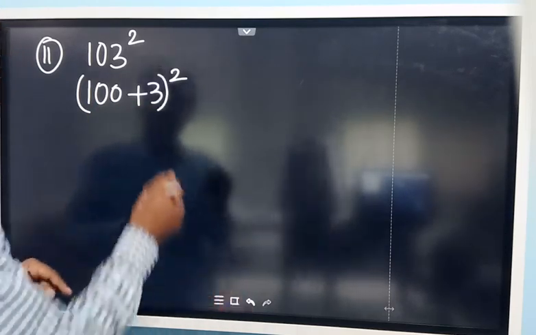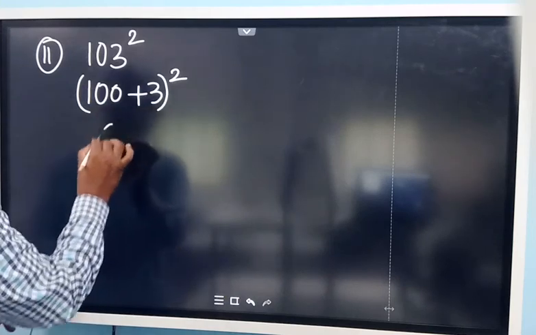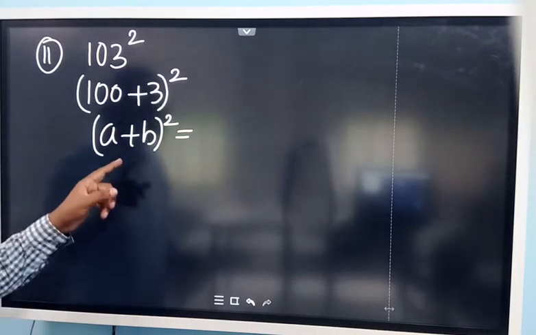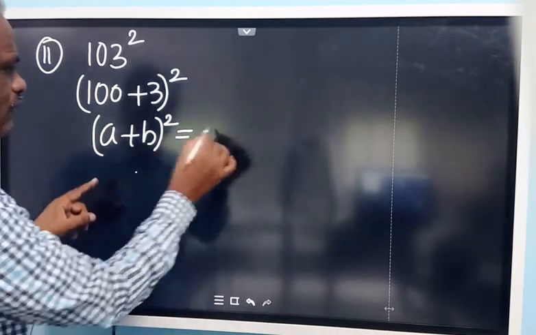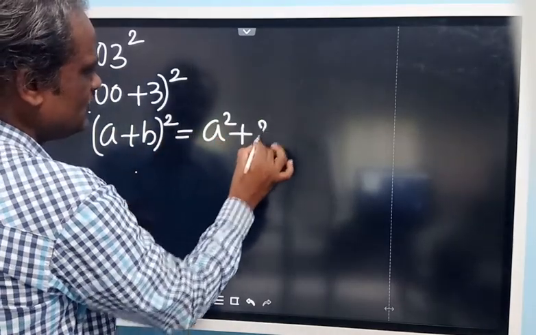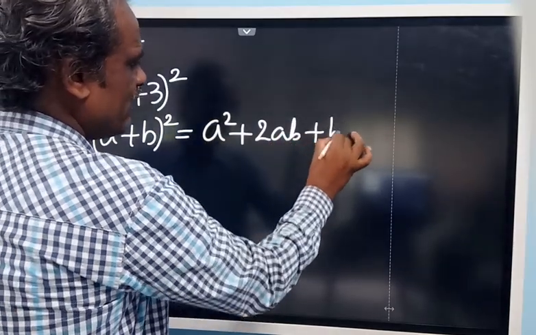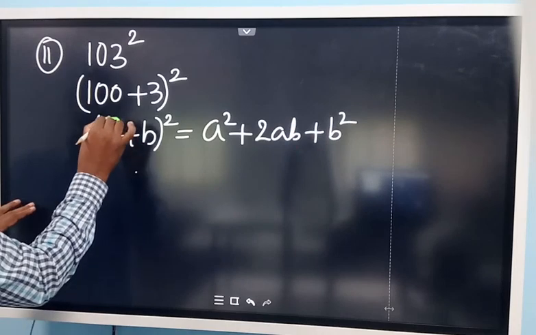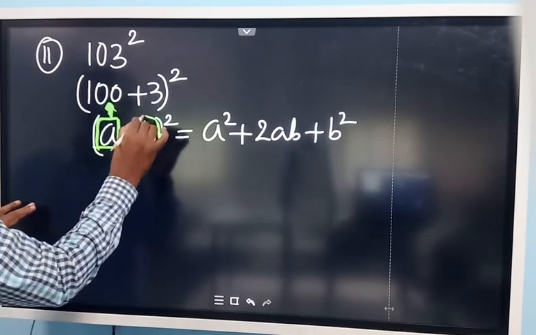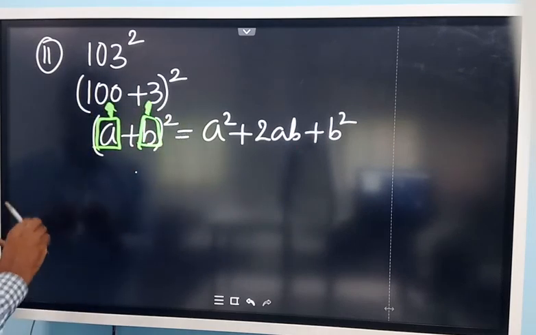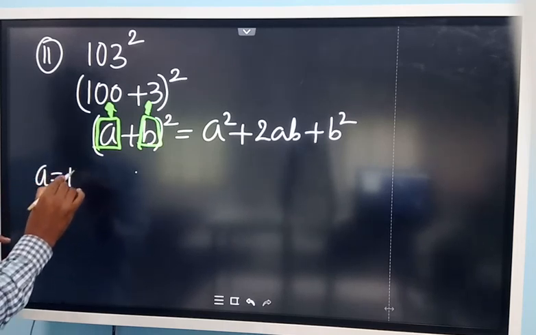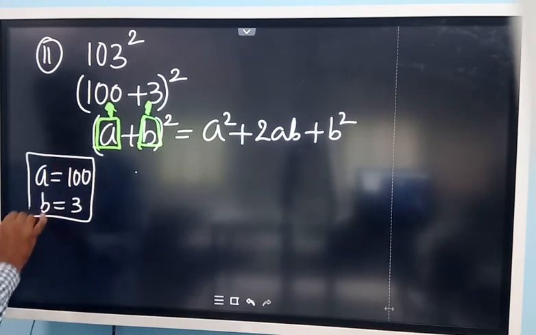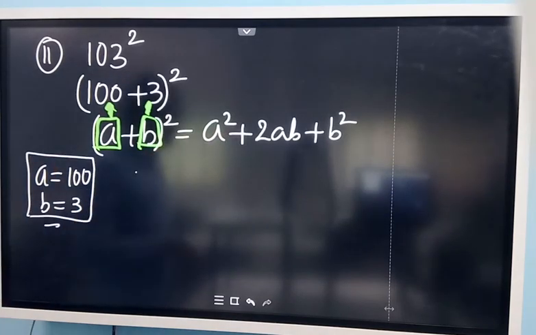So now you can use this. This is similar to one identity, that is (a plus b) whole square. You know that identity: (a plus b) whole square can be written as a square plus 2ab plus b square. Now compare this one. In place of a what can you write, in place of b what can you write? In place of a I can write 100. In place of b I can write 3. So you write these two values in this identity.